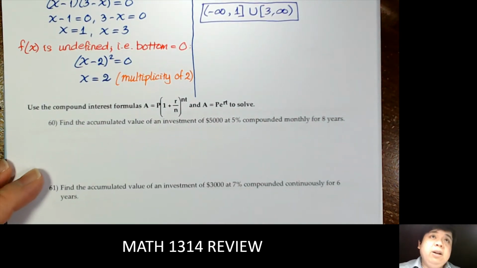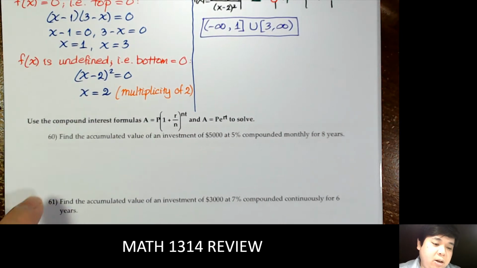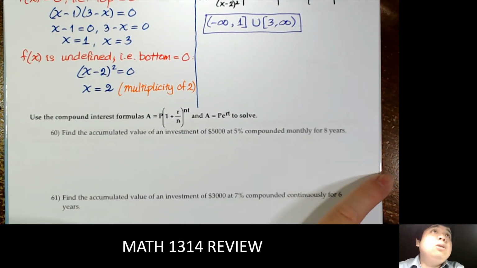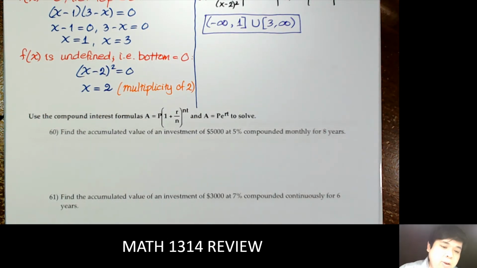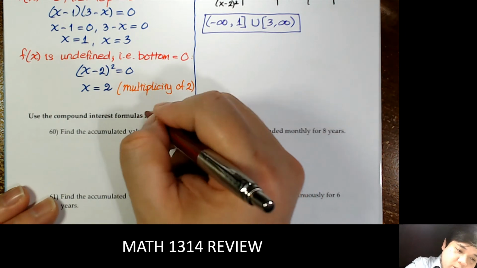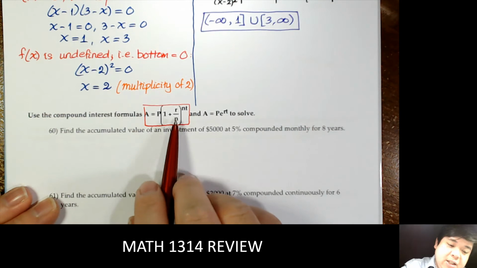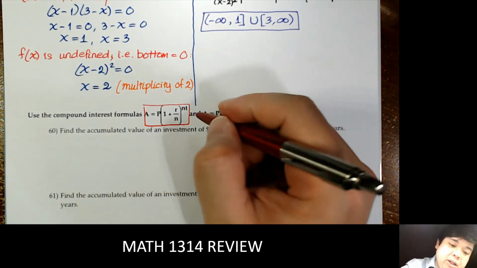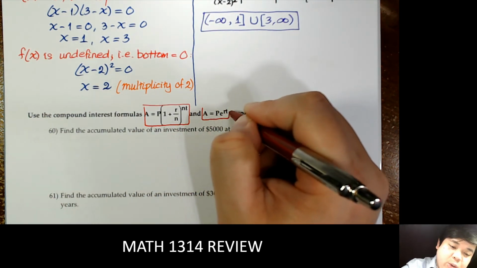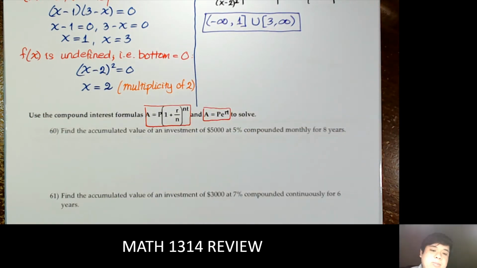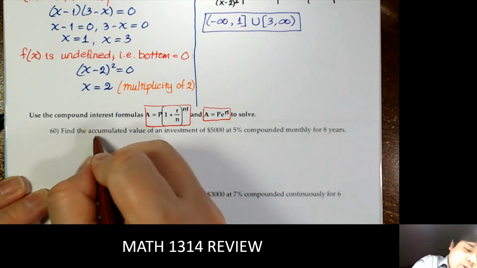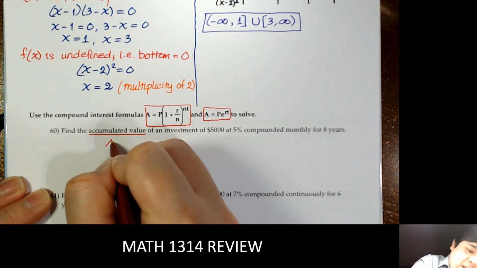Next we have compound interest problem. Right, so there are two formulas. This one is compound interest, where n is the number of compounding period. If it is compounded continuously, we're going to use this formula. Right, so first, let's read the problem. Find the accumulated values, so that is the future values. So I'm just going to say they ask for the A.